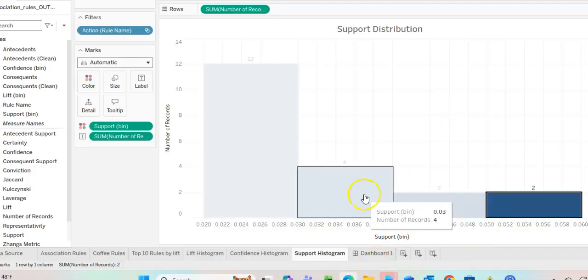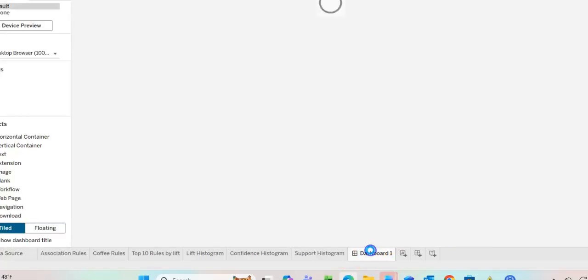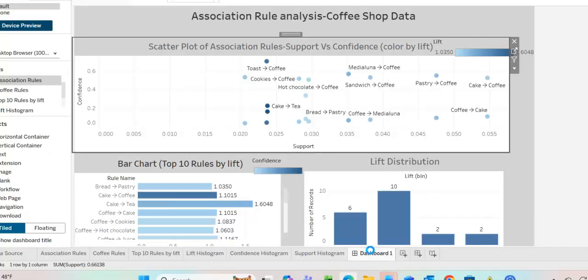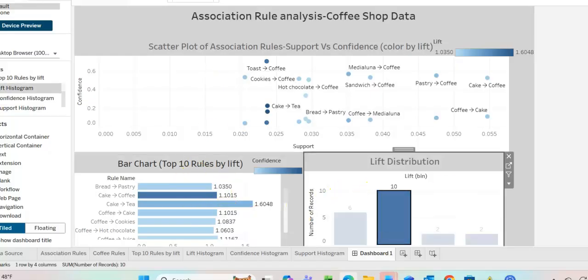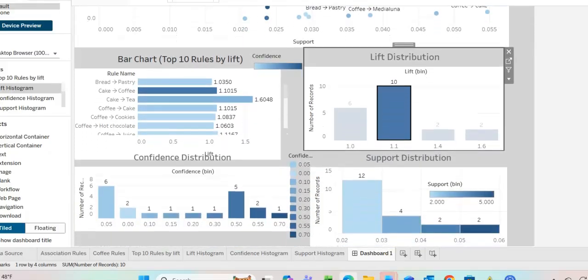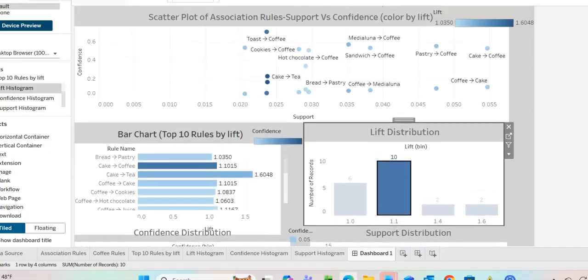Now, I'm going over to the dashboard. The dashboard is a summary of all the visualizations. That is the scatter plot, the bar chart, the lift distribution, the confidence, and the support. Like I said, the strongest rules are those with both high lift and moderate confidence.